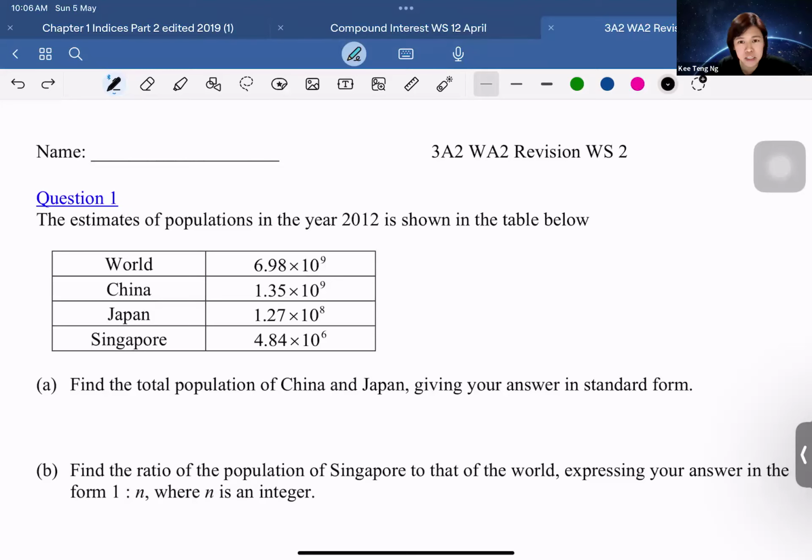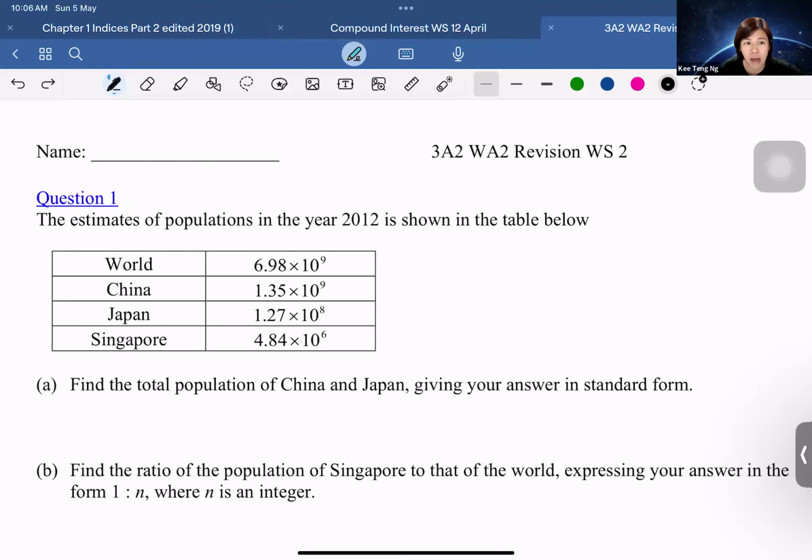Now for this part of today's video, we're going to look at 3G2 WA2 Revision Worksheet number 2, right? This is going to be the first part of the video, so I'm going to separate the whole portion into first part and second part. Okay, let's go through some of the easier questions starting from the front first, right?